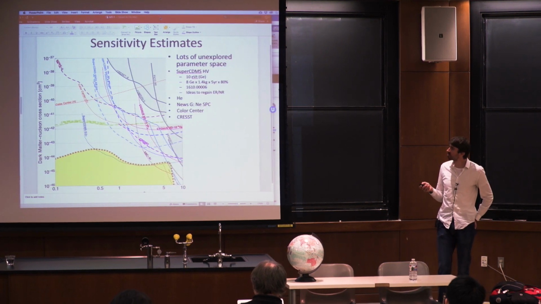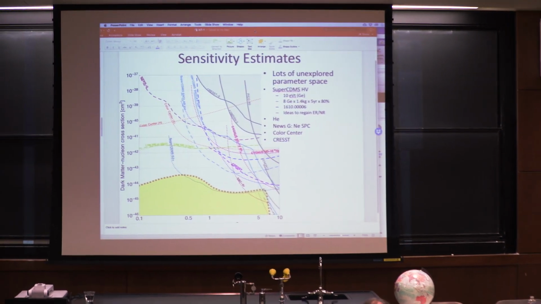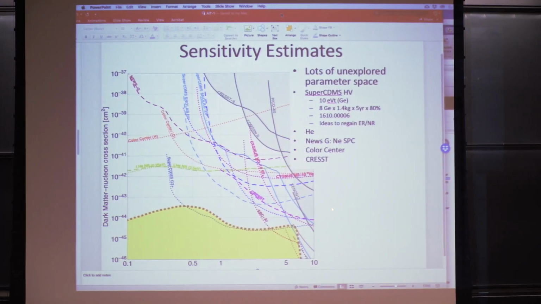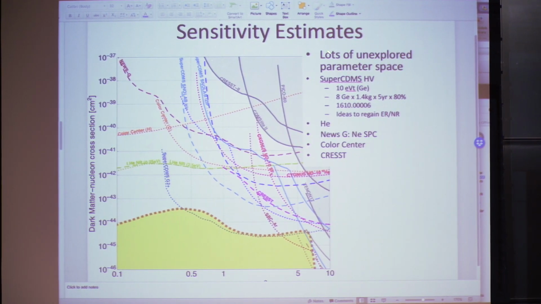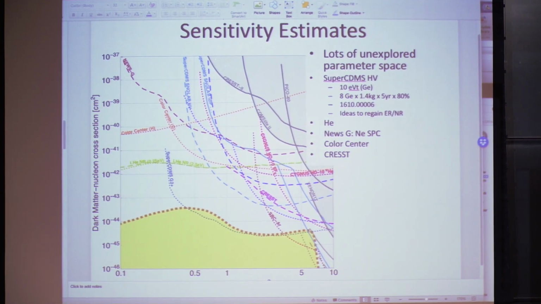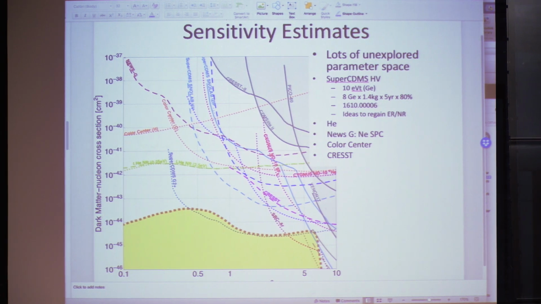So here are some sensitivity estimates in this range. You can see there's a lot of them. One of the things is I just gave you the ultimate experiment, which needs to have this electron recoil and nuclear recoil discrimination. If you don't have the ultimate, you can say, I can still do way better than the current limits in this range.